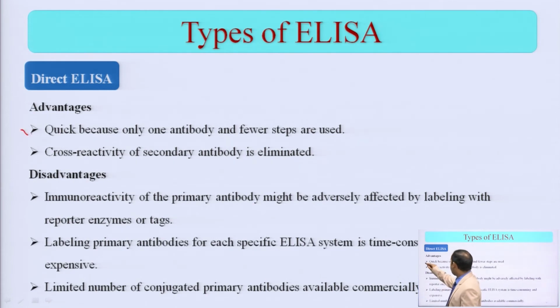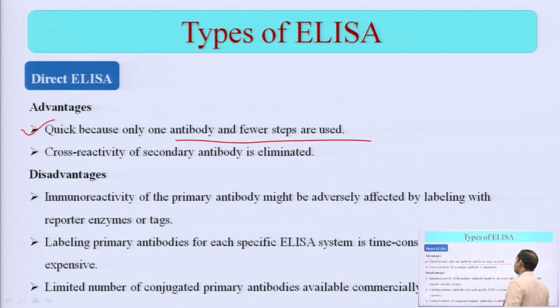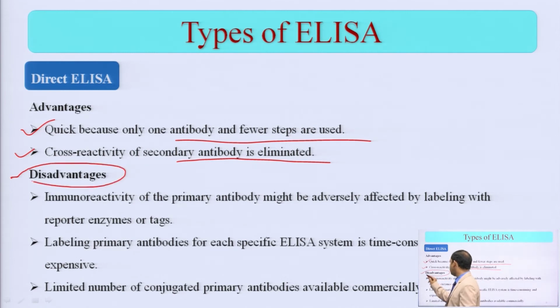Advantages: it is quick, because only one antibody and fewer steps are involved. Cross-reactivity of secondary antibodies is eliminated. But yes, there are some disadvantages. The immune activity of the primary antibody might be adversely affected by labeling with reporter enzymes or tags.